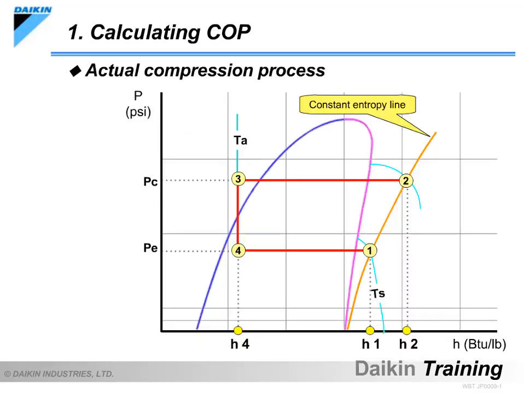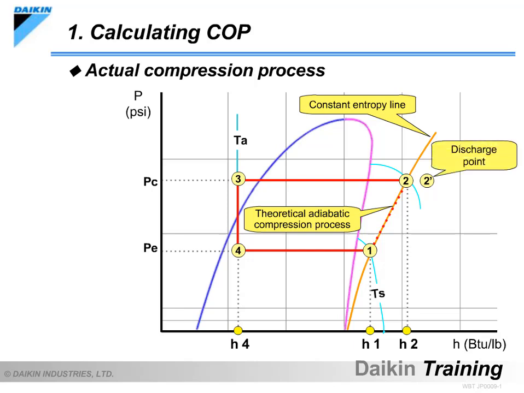Now let's take a look at the difference between the theoretical and actual refrigeration cycles. The difference is found in the compression process. Unlike the theoretical adiabatic compression process, the actual compression process does not change on the constant entropy line.